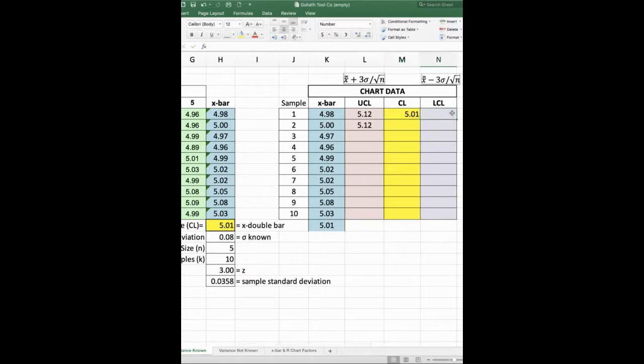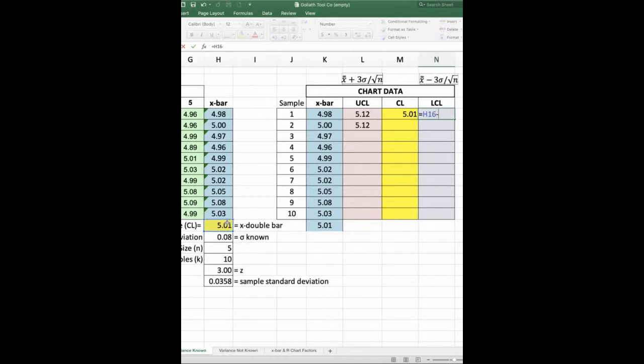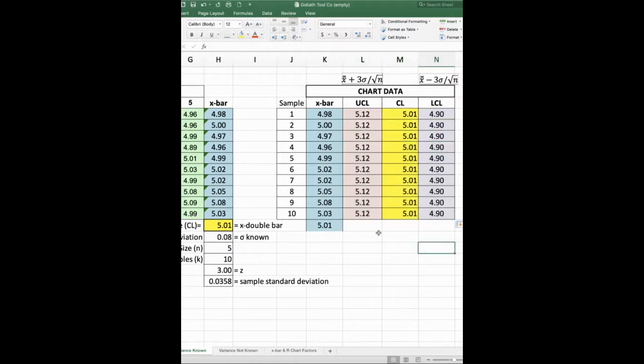And the lower control limit, it's going to be equal to our X double bar, in this case minus 3 times our sample standard deviation, 4.90. The value in this cell, we're drawing a straight line, is the value above it. And then the same thing for this cell. And now we can highlight all 3 of these cells, get our indicator, drag those down, and now we've got all of the values.